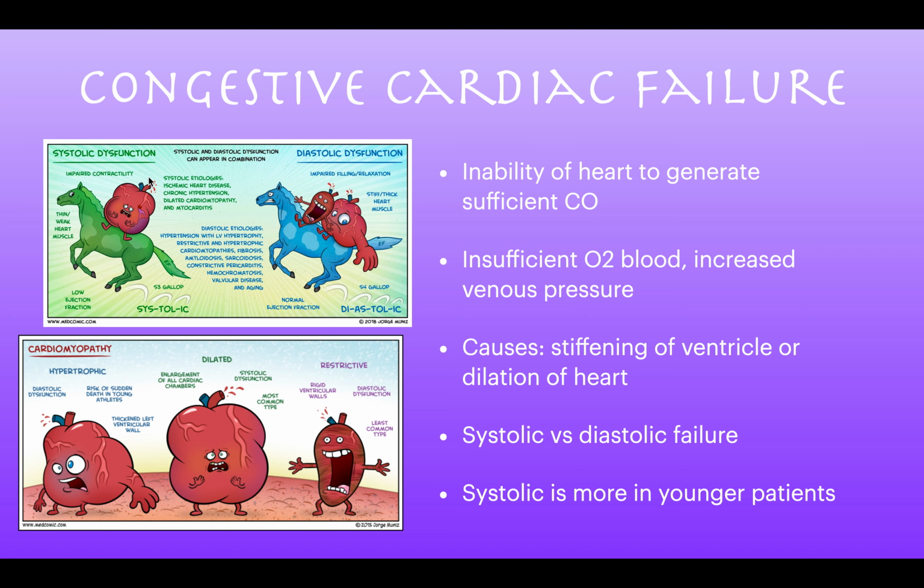There are two different types: systolic, where there's a problem with contractility and the heart is going to be dilated; and diastolic, where there is impaired filling because there is no relaxation of the heart. In both of them, there's going to be insufficient cardiac output, but with different mechanisms. Insufficient cardiac output is going to be a problem with oxygenated blood and increased venous pressure. Systolic is more in younger patients. Diastolic is more in older patients. It's restrictive. It's not as common.